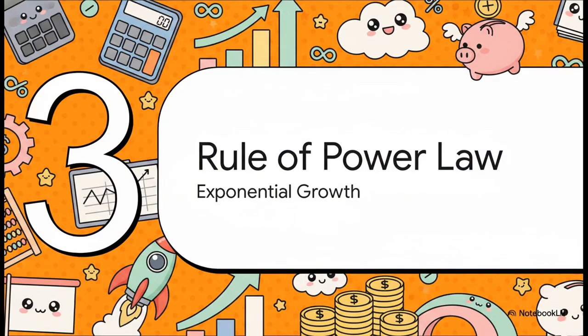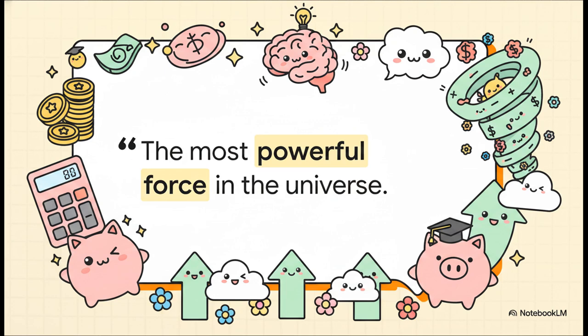Which leads us to Section 3, the rule of power law. To execute that bold plan, we first need to understand the fundamental mathematical reality governing our universe. Now, whether Einstein actually called compound interest the most powerful force in the universe or not, the core truth here remains. You can never, ever underestimate the sheer scale of exponential growth.